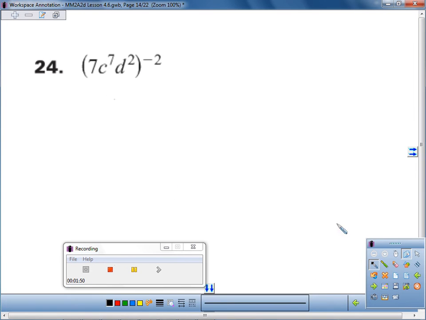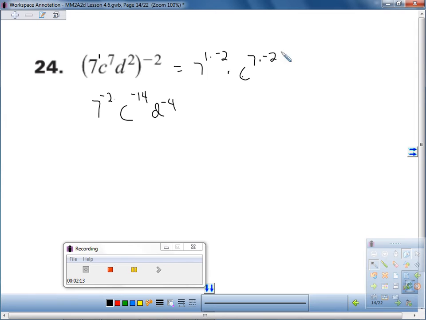Okay, then for 24, I would suggest you write that in so you know to take 7 to the negative 2 power, c to the negative 14th, and d to the negative 4. We multiply negative 2 times those powers. That's how we're coming up with the numbers we are, because when we have a power of a power, we're going to end up multiplying.